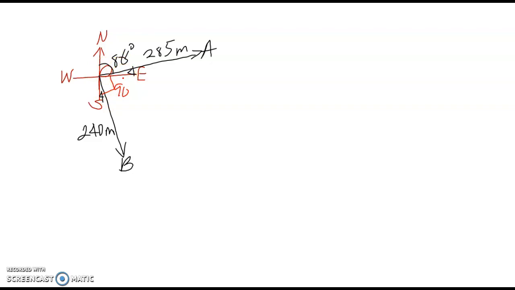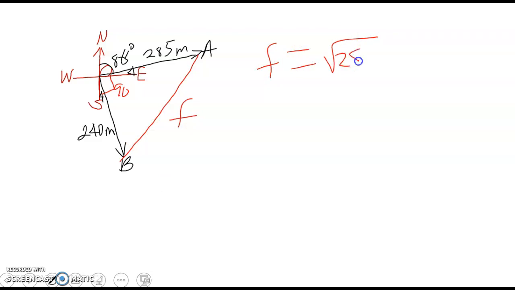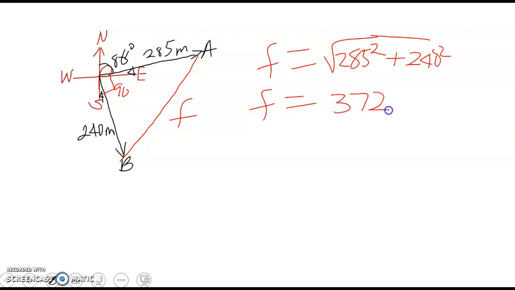Okay, so we are asked to find how far apart these are. Let's label it F. Since this is a right angle and we know the two sides, we can use the Pythagorean theorem. So F is the square root of what? 285 squared plus 240 squared, since both of them are the two legs. So we're going to get 372.59, which is approximately 373 miles.